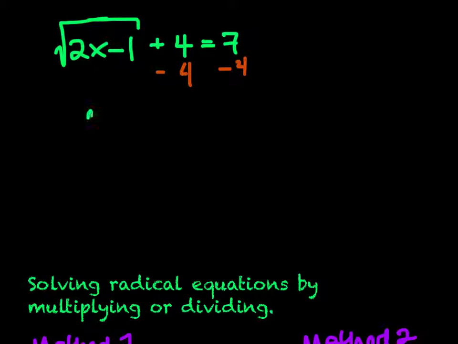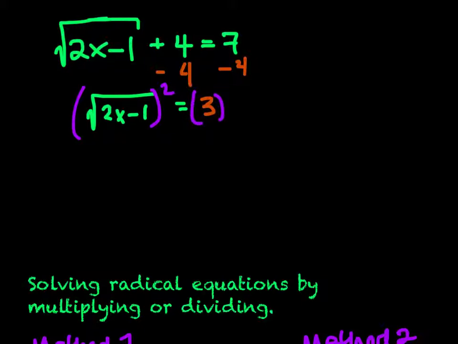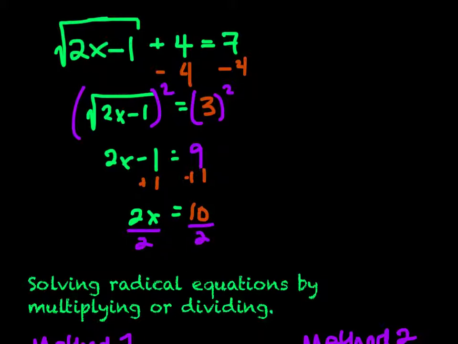So now we have the square root of 2x minus 1 is equal to 7 minus 4, which is 3. We're now going to square both sides. So we get 2x minus 1 is equal to 9. Now we know how to do this math right here. We've done this math before. We're going to add 1 to both sides. So we get 2x is equal to 10. And then we're going to divide by 2. And we get x is equal to 5.